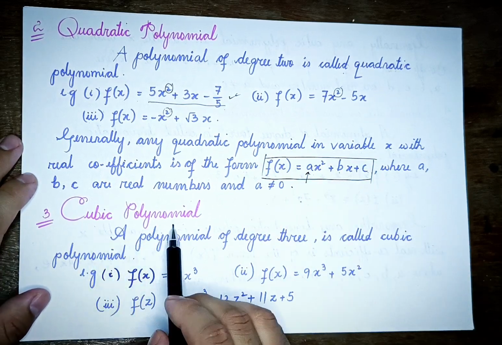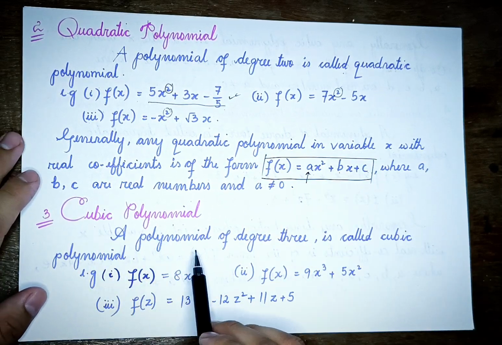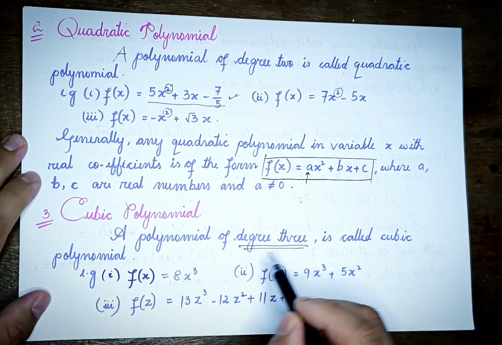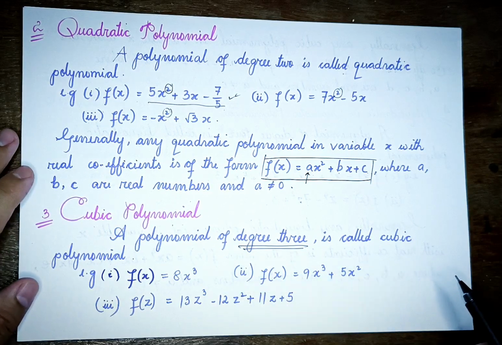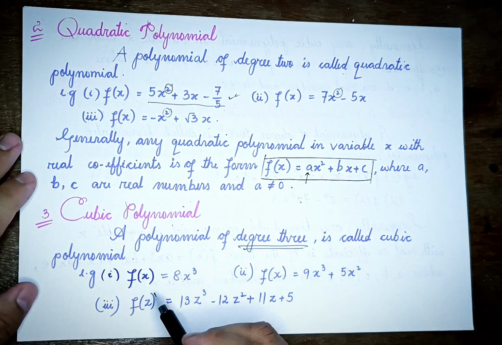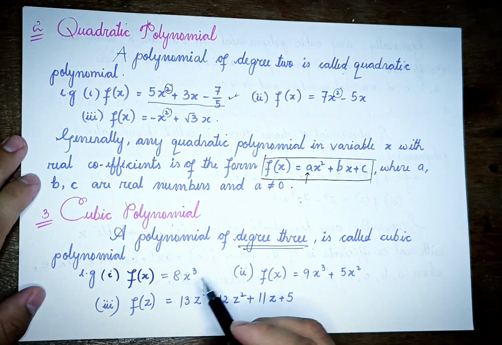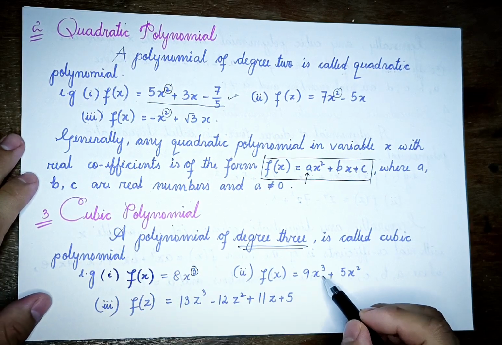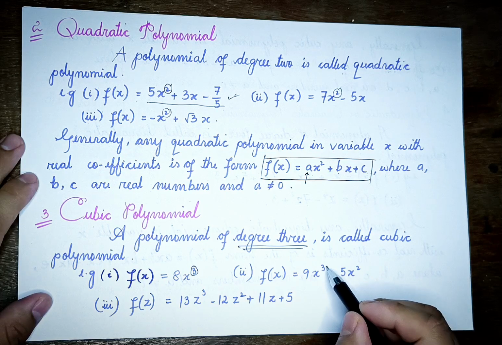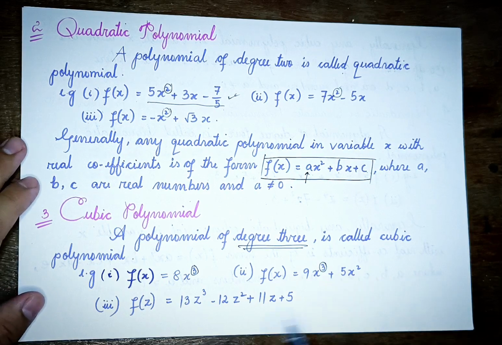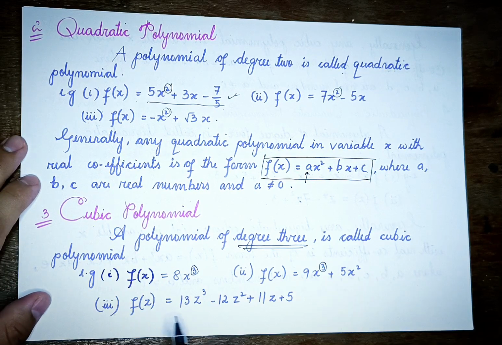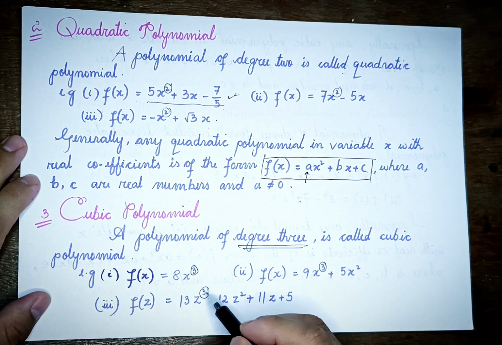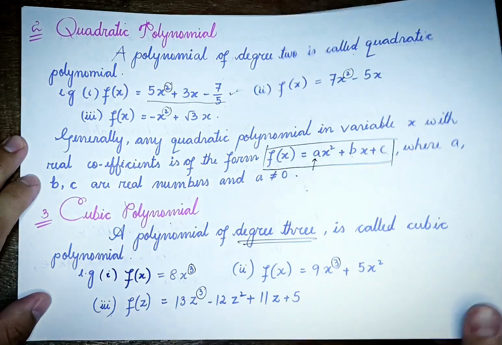Next is the cubic polynomial. Cubic polynomials are the polynomials of degree 3. If the polynomial has a degree 3, then it is known as a cubic polynomial. For example, f of x is equal to 8x cubed. Here degree is 3, so it is a cubic polynomial. Another example is 9x cubed plus 5x squared. Here degree is 3, so it is a cubic polynomial. Next is f of z equal to 13z cubed minus 12z squared plus 11z plus 5. Here degree is 3, so it is a cubic polynomial.